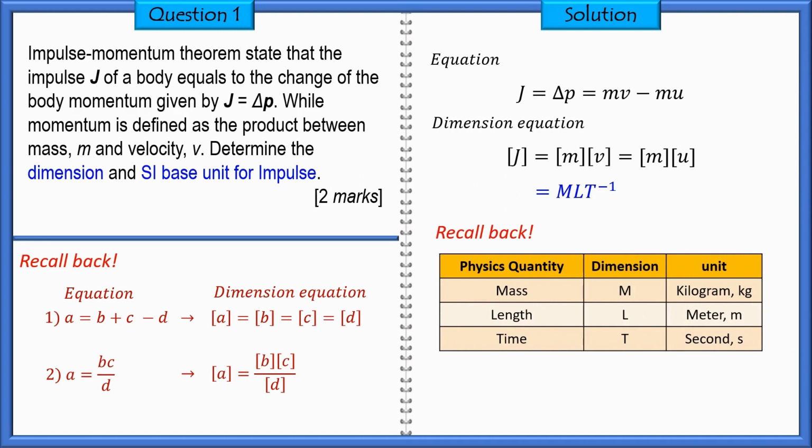And then to identify the SI base unit, just recall back the dimension for each physics quantity, the symbol and also the unit as shown in the table. Referring to the dimension of the impulse, we can state that the SI unit for impulse is kg m s minus 1.